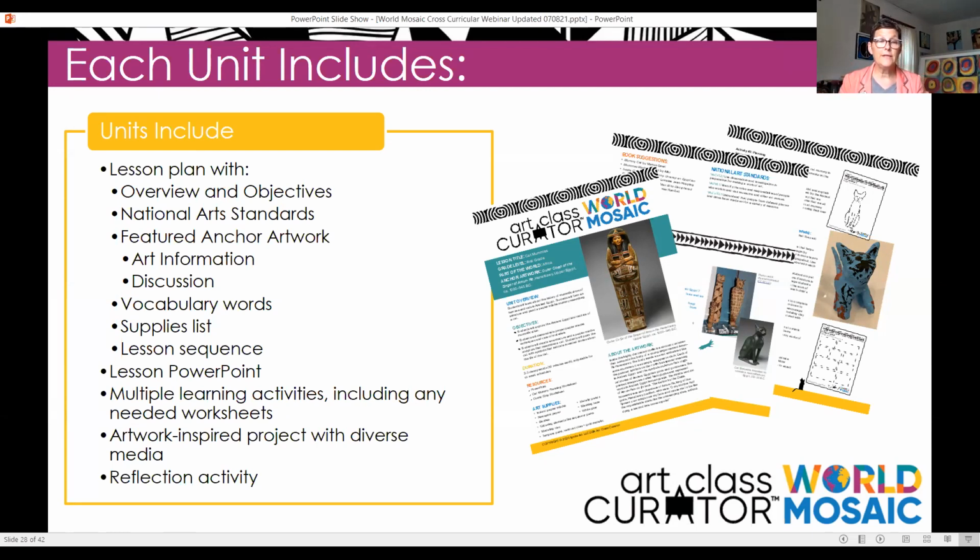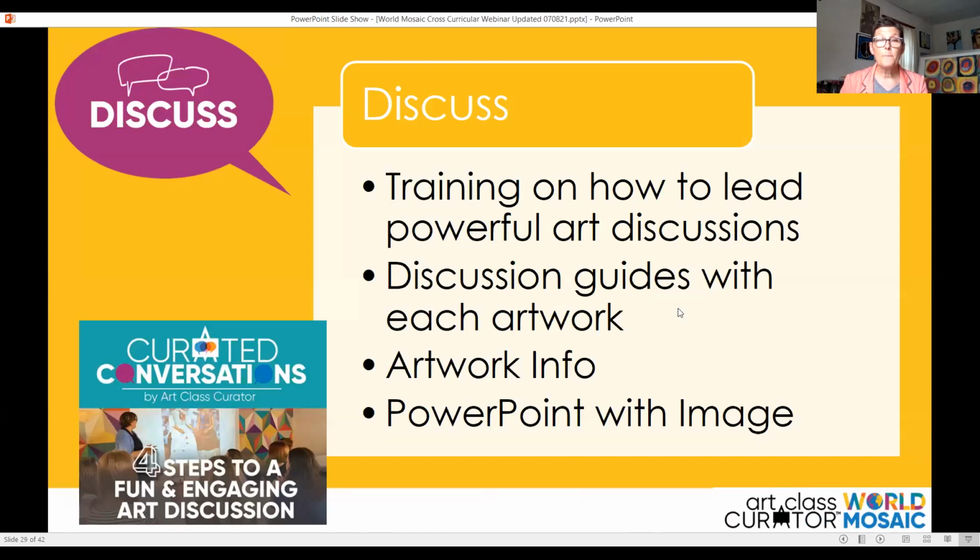And then a ton of activities and worksheets that come with it. And then the reflection activities. The discuss part happens in the engaging and the reflecting. This also includes 4 Steps to Fun and Engaging Art Discussion, where you are going to be able to watch a PD video on how to have those discussions and lead discussions and get students talking. And when you start to train them in elementary, they take it with them through middle school and high school. And the nice part is that it also prepares them for college and career.